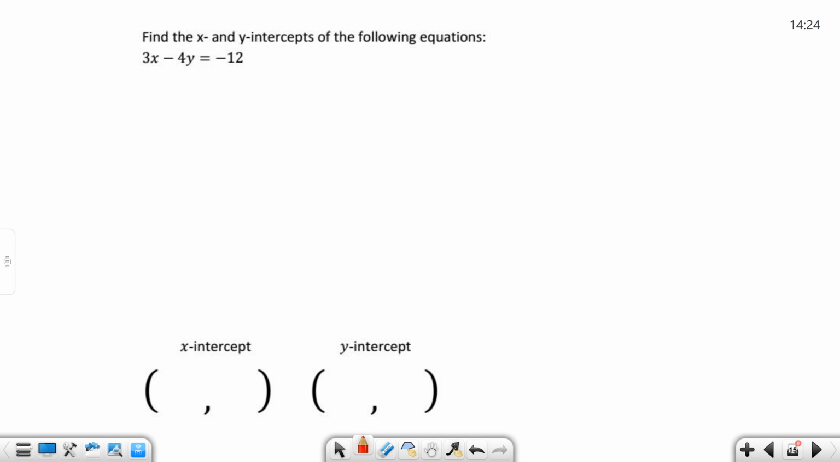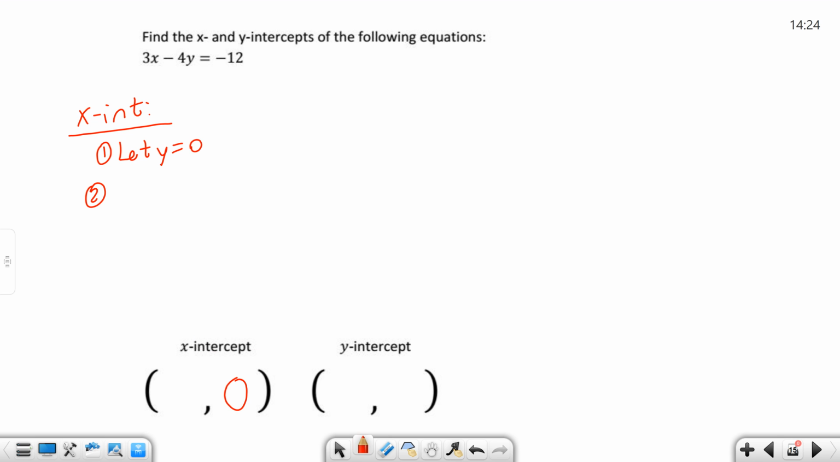So find the X and Y-intercepts of the following equations. 3X minus 4Y equals negative 12. No, that's the direction for all of them. Directions for all of them, and I'm just doing one per page here. So 3X minus 4Y equals negative 12. So how do I find the X-intercept? So let's go here. X-intercept. How do I find it? Number 1, let Y equal 0. So if Y is 0, because this is the form X comma Y is the point, right? So plug in 0 for Y.